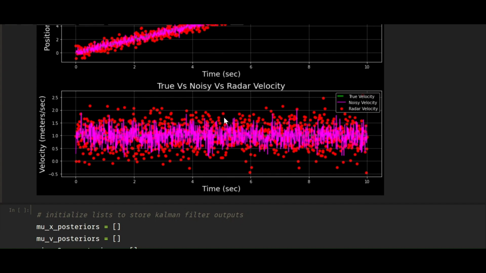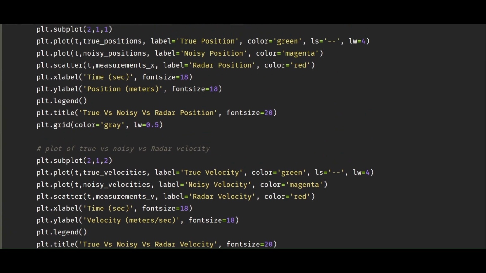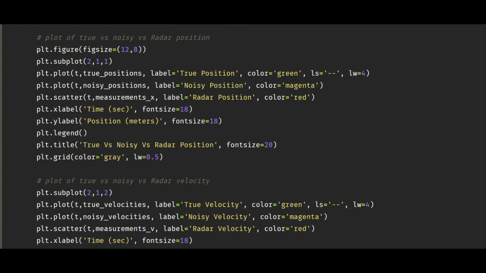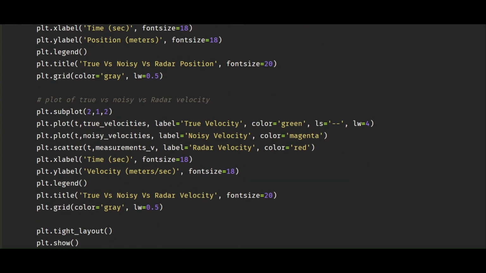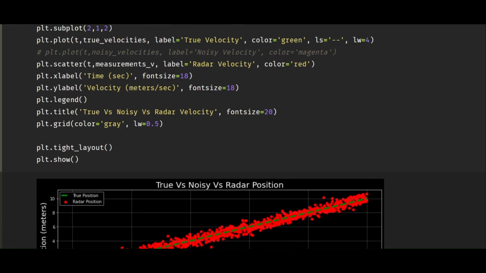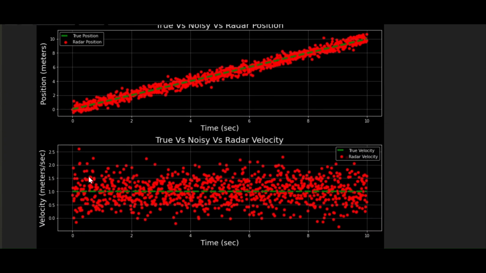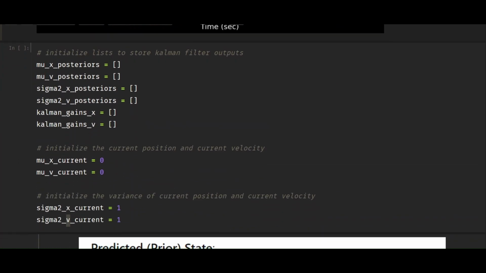So as far as the Kalman filter is concerned, this is what the filter is going to see. These red dots in the position channel and these red dots in the velocity channel are the inputs to the Kalman filter. And the idea here is that the Kalman filter should be able to seek these green lines, both in the position channel as well as in the velocity channel, as closely as possible by eliminating this noise. So before we go there, let's start implementing the Kalman filter.